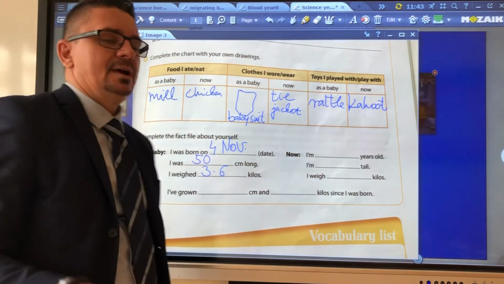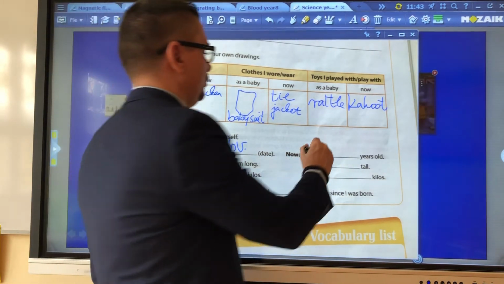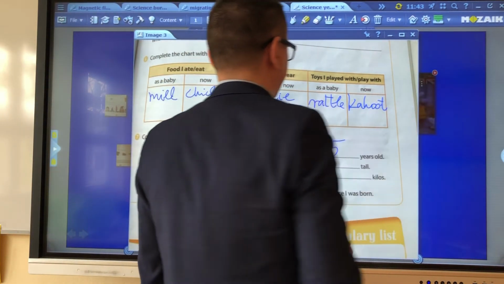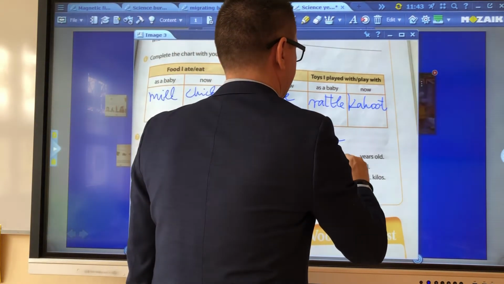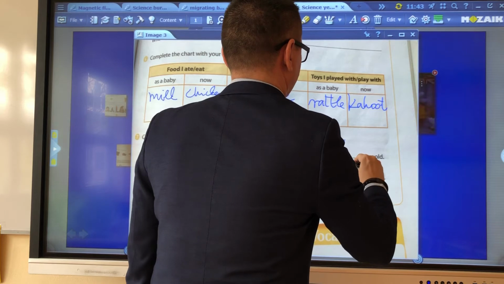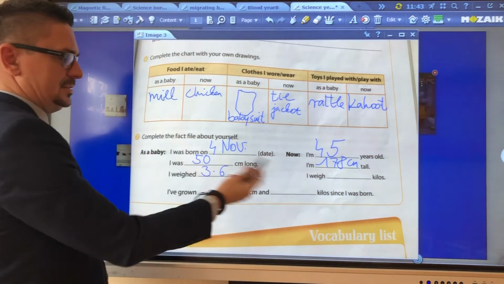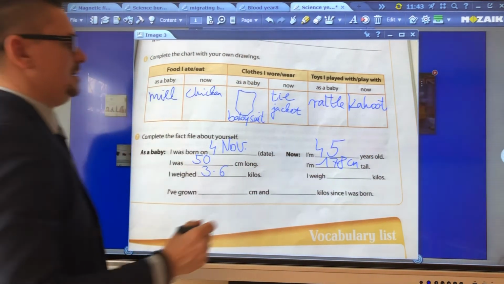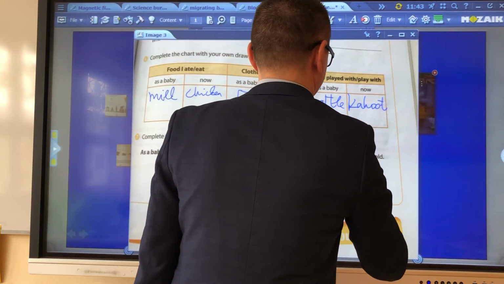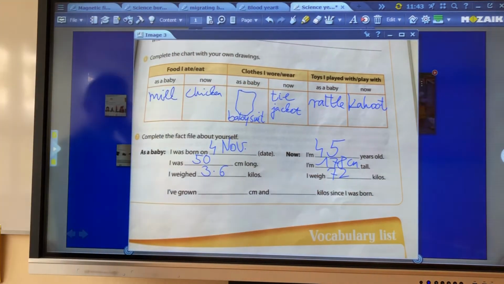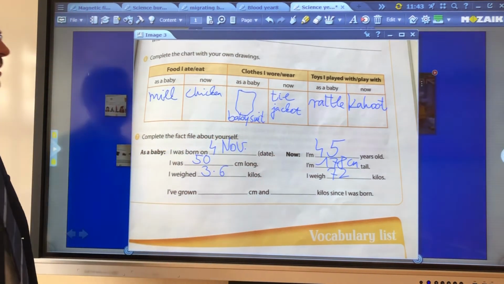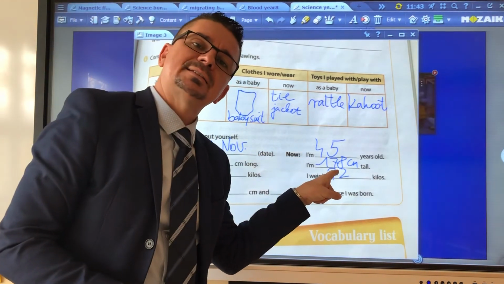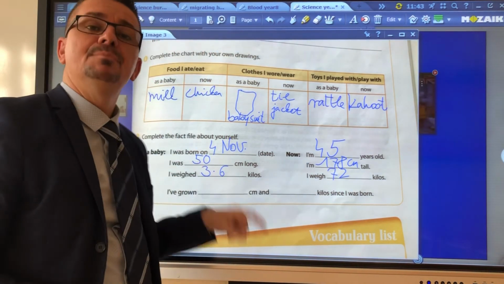And now I am much older. Now I'm 45 years old and I'm 178 centimeters tall. So there's a bit of a difference, as you can see. And I weigh around 72 kilos. So let's see the difference. How much I have grown. 178 minus 50. Please do the same.